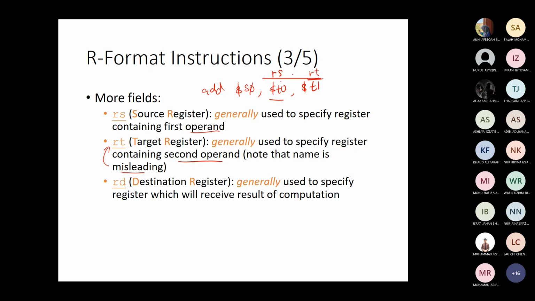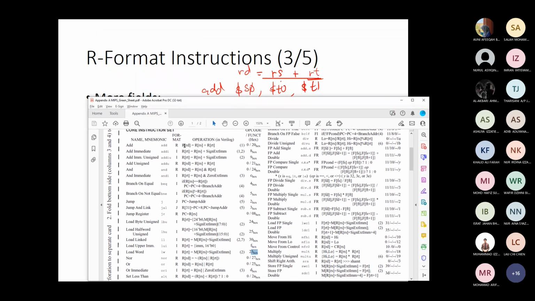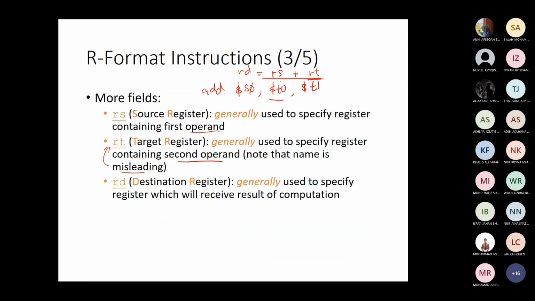Okay, so RS plus RT, we would save it in RT. Like that. So I can also show you on the QtSpim here, on the green sheet. Look at the operation. On ADD, it says here RD is equal to RS plus RT, as I mentioned before. See? So that's how you want to read the green sheet.